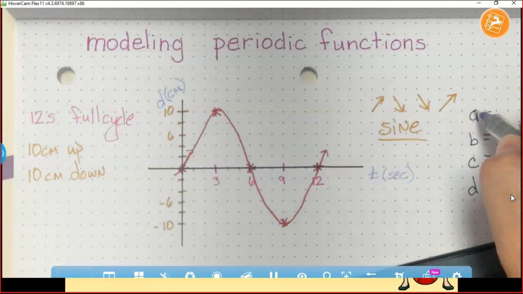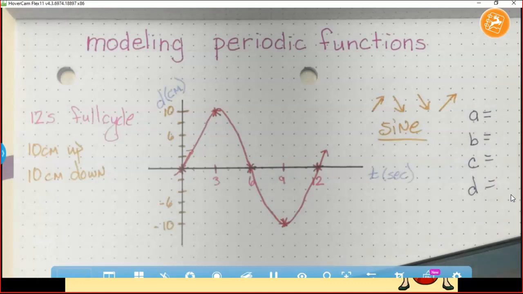A is amplitude. Do I know how tall this graph is from the principal axis? Oh, dang, I got to start with my principal axis. So that's D. Where is the middle of the graph from the top to the bottom? It's at 0. So my D is 0 because my principal axis goes right here. Let me get my highlighter.